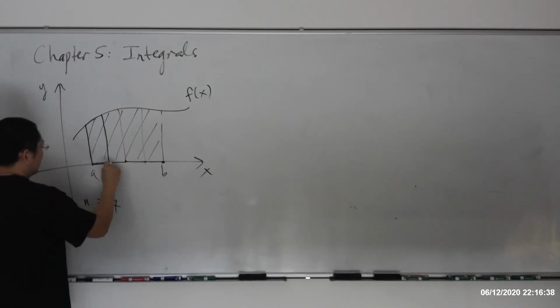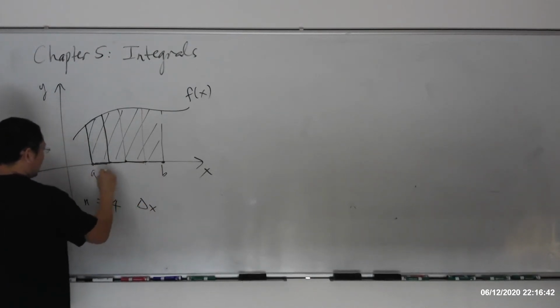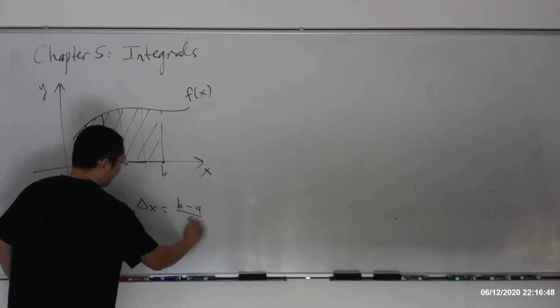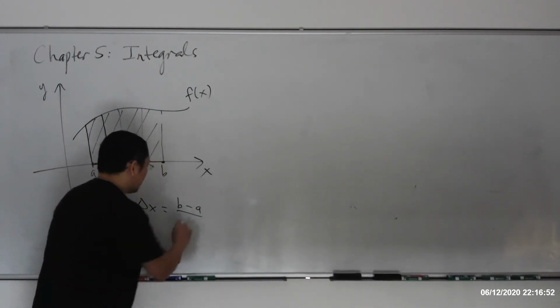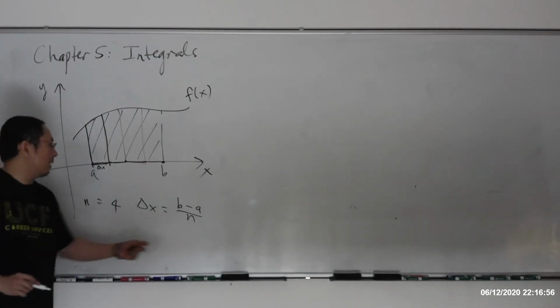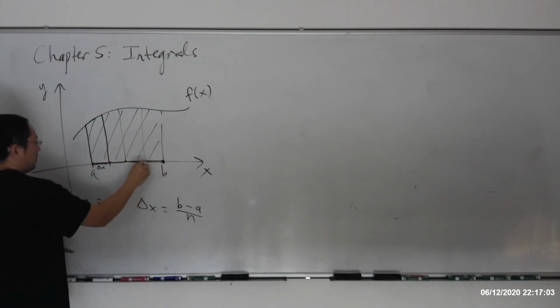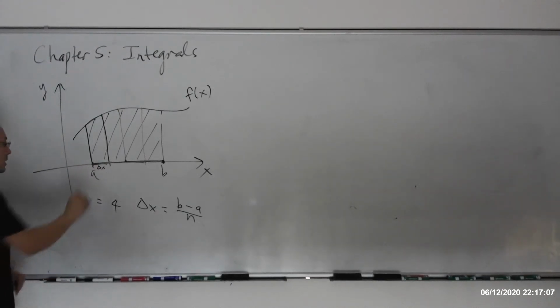That's each base right here, delta x, okay? Delta x is going to be equal to b minus a divided by 4, or in general you can write it divided by n, how many columns you have. B minus a is that much right here. The difference between a and b is the total length, and then divided by how many columns you have, you get delta x.